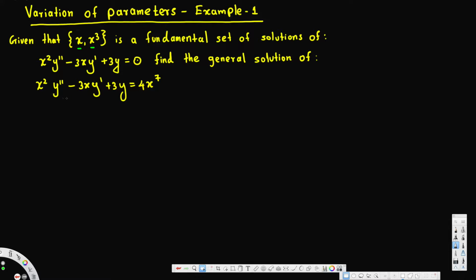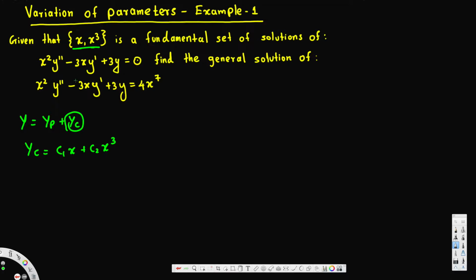Whenever we have a non-homogeneous second order differential equation, we have to find the general solution in this pattern: y is equal to particular solution plus complementary solution. Here they have given the complementary solution already, because they have mentioned that x, x cube is a fundamental set of solutions of x squared y double prime minus 3xy prime plus 3y is equal to 0. So the complementary solution is provided, and we can directly write yc is equal to c1x plus c2x cube.